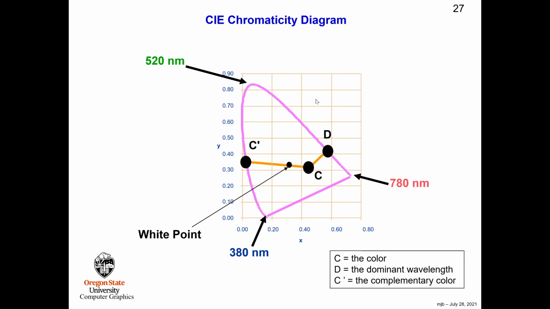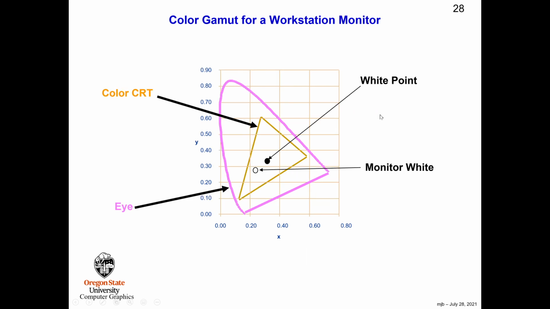And you can play games with this. If I put a color here, if I draw a line perpendicular to the horseshoe, that's the dominant wavelength of this color. If I draw a line from this color through the white point to the other side, that's the complement of the color. So yeah, you can use the diagram like this. What people tend to really use this diagram for is they will measure what color coverage different devices have.